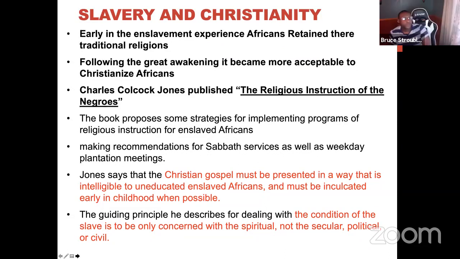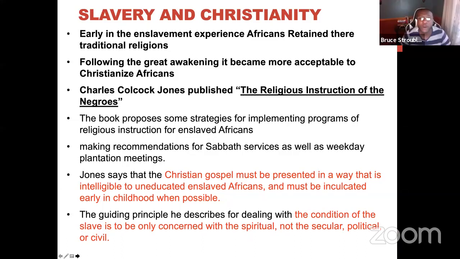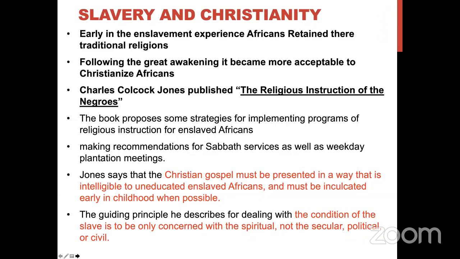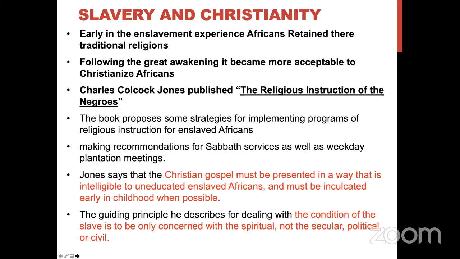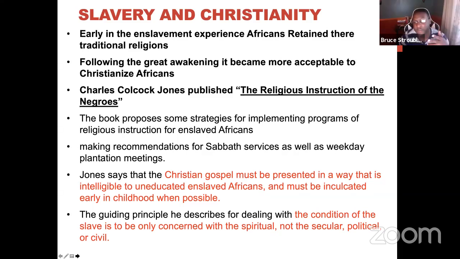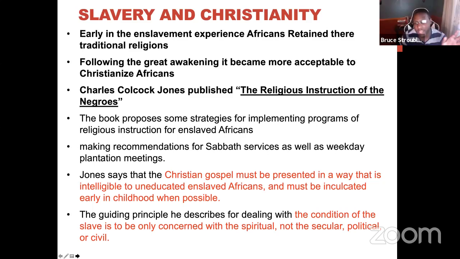Now, early in the enslavement experience, Africans retained their traditional religions, but following the Great Awakening, it became more acceptable to Christianize Africans. Charles Colcock Jones published The Religious Instruction of the Negroes. And this was basically a text where he presents several strategies for implementing programs of religious instruction for slaves. He made recommendations of having Sabbath services as well as weekday plantation meetings.